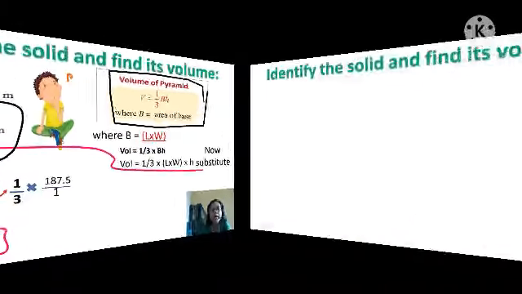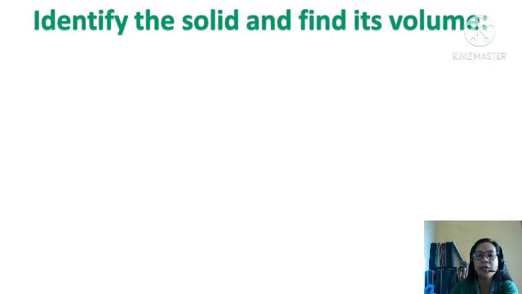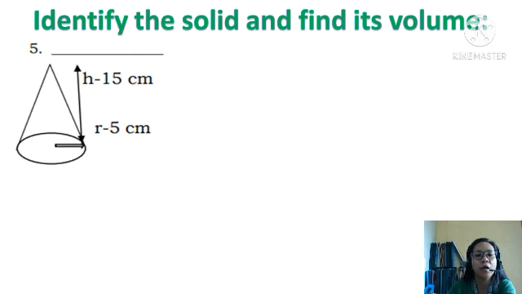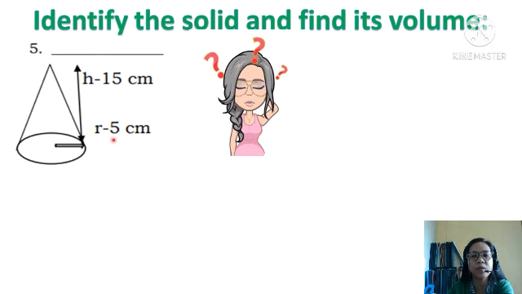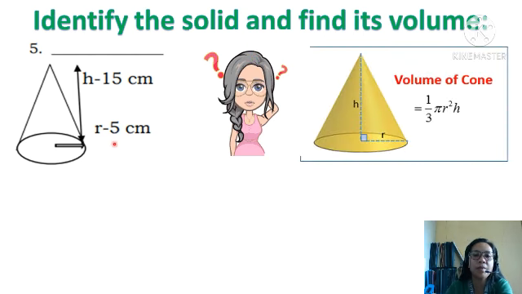Another solid figures, and let's try to solve for the volume. What is this solid figure? This solid figure has a radius of 5 centimeters and a height of 15 centimeters. Okay? This is the radius, which is 5 centimeters. So, the name of the solid figure is cone. Right? Now, what is the volume of a cone?